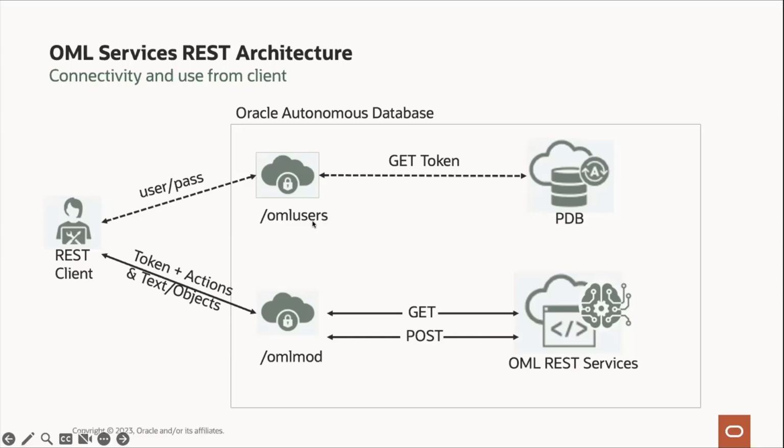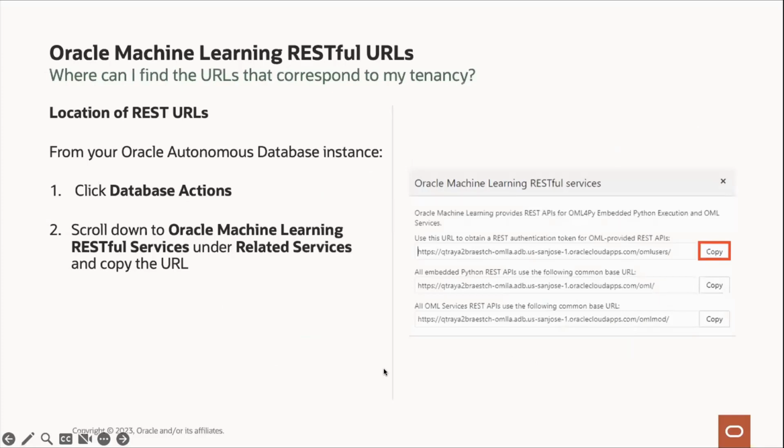But how exactly do we get the URL on which this path is included? We can find that URL in the Database Actions section of our Autonomous Database. Click Database Actions, scroll down to the bottom, and we can see a number of useful URLs. This one here is the URL used to obtain your token. And then down here, we can see the URL that you'd use to interact with OML Services after you have that token. You can see that these URLs are exactly the same, except for this OML users path and OML mod path that is appended at the end.